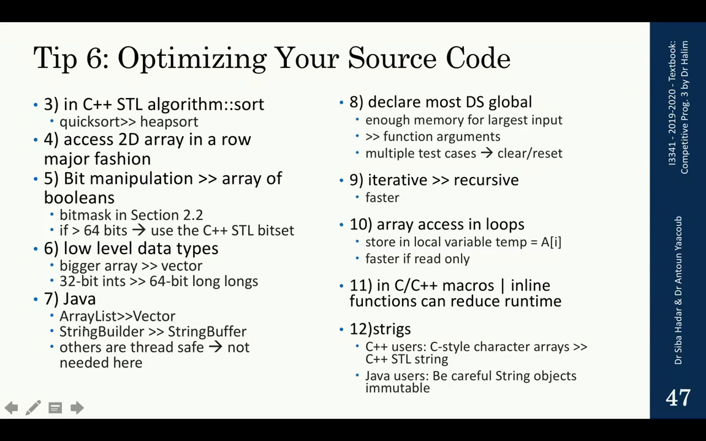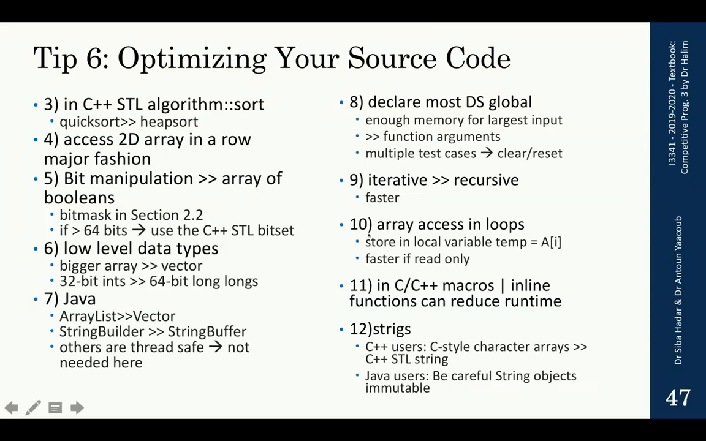Point number 7, for Java users, use ArrayList and not Vector, and StringBuilder and not StringBuffer, because Vector and StringBuffer are thread safe, and in competition you don't really need this feature. Point number 8, declare most data structures global because this will speed up the coding and you don't pass arguments to the functions. But don't forget, for multiple test cases, to clear and reset your global variables. And prefer iterative over recursive because it is faster.